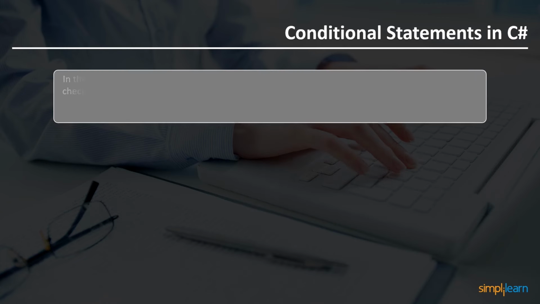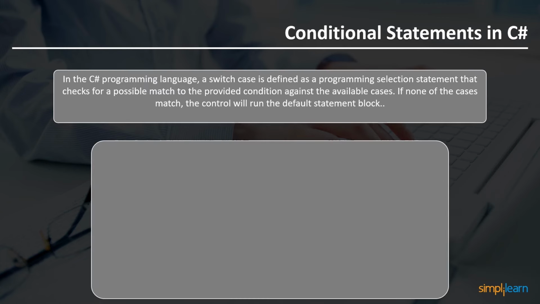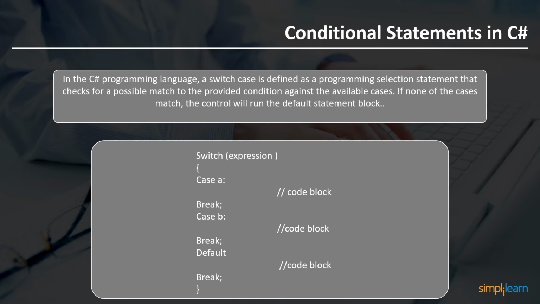Finally, there is the switch conditional statement. In the C# programming language, the switch is defined as a programming selection statement that checks for a possible match to the provided condition against the available cases. If none of the cases match, the control will run the default statement of the block. The syntax of the switch statement is as follows.